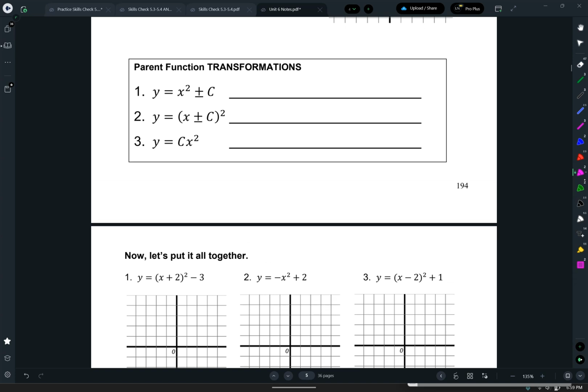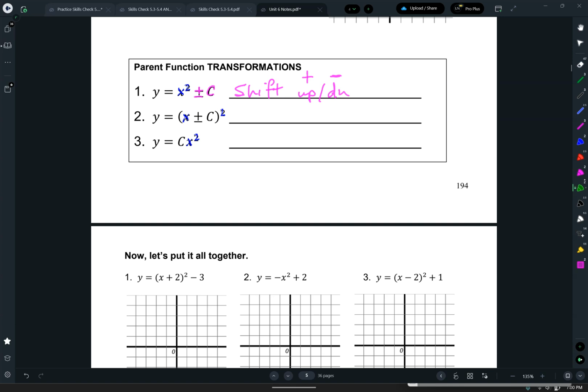So notice every single one of these starts with the basic parent function of just x squared. I know you're like, well, where's the x squared? Well, the x squared is right there. And right here is your x squared. Okay, so the first thing we talked about is if you add or subtract a number, C stands for constant, any number at the end, +2, -7. Okay, add or subtract at the end, that is going to shift up or down, right? If it's a plus, it shifts up. If it's a minus, it shifts down.